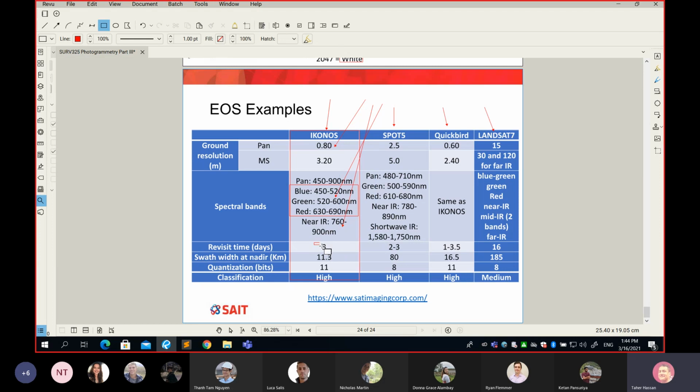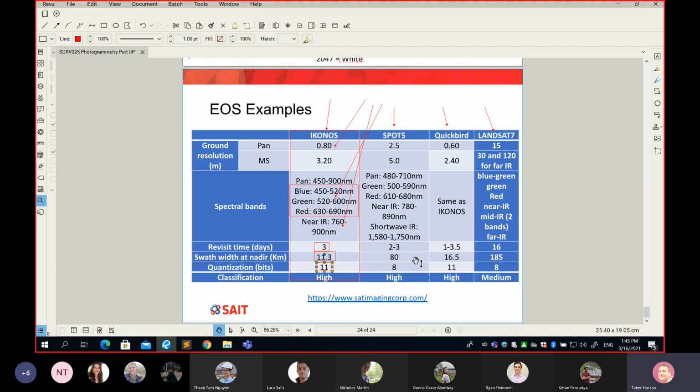Revisit time is 3 days, so it comes back to the same spot every 3 days. The width of the swath is 11.3 kilometers. And finally, the quantization: it records the image on an 11-bit scale. You can compare this one against Spot 5. The numbers are different.